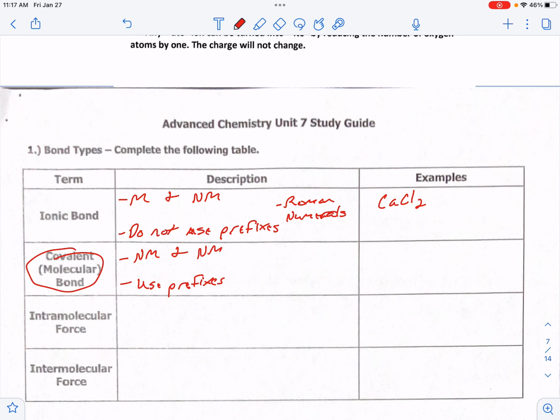A lot of times, as soon as we teach you prefixes, you want to use them for everything. We do not use them for ionic bonds. Examples would be something like SiF, which would be silicon monofluoride, which we'll talk about in a second, or something like CO2. They're both on the right side of that staircase, so that makes them a covalent bond.